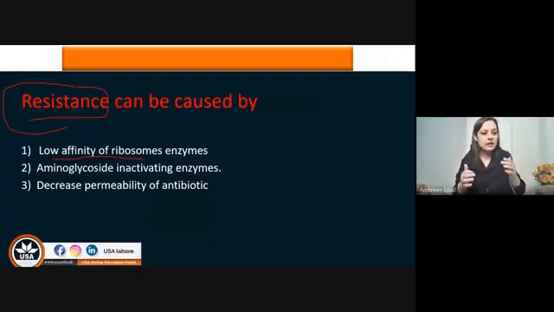The third is some bacteria show decreased permeability of antibiotics. Antibiotics को permeability less show करते हैं. ठीक हो गया? So in this way, they are going to show resistance towards the drug.